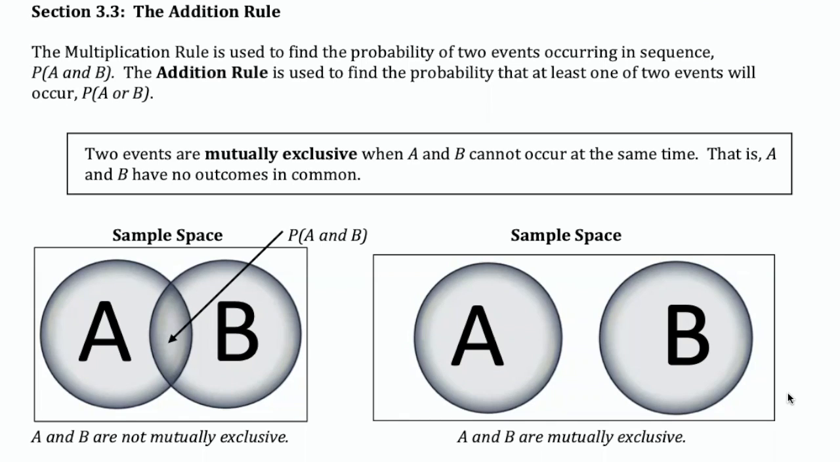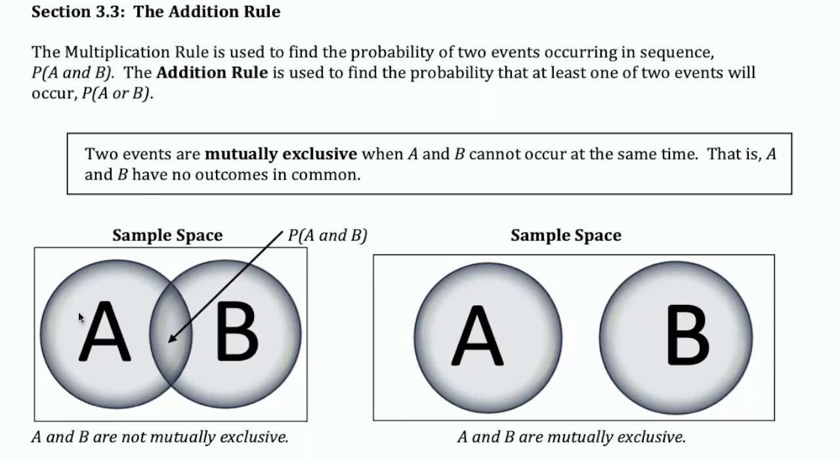In order to use the addition rule, you need to understand when two events are mutually exclusive. Two events are mutually exclusive when A and B cannot occur at the same time. That is, A and B have no outcomes in common. I have a couple of pictures here to illustrate the difference.